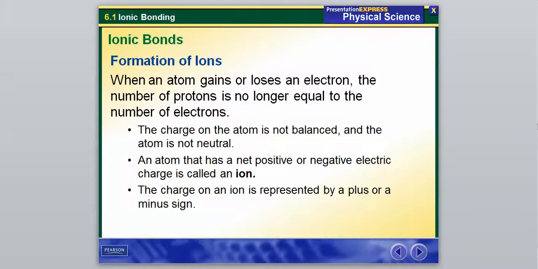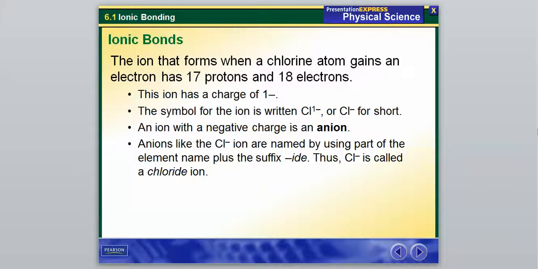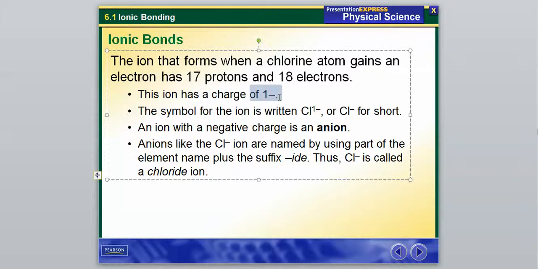And how we can tell the difference between a plus and a minus. So we're going to start with chlorine, which had the minus. The ion that forms when a chlorine atom gains an electron has 17 protons and 18 electrons. So hopefully you can tell now that that is one more electron than proton. So now the ion has a charge of -1, or they write the 1 and then the minus. So the ion has a charge of 1 minus. And the symbol now, instead of just Cl, is right here.